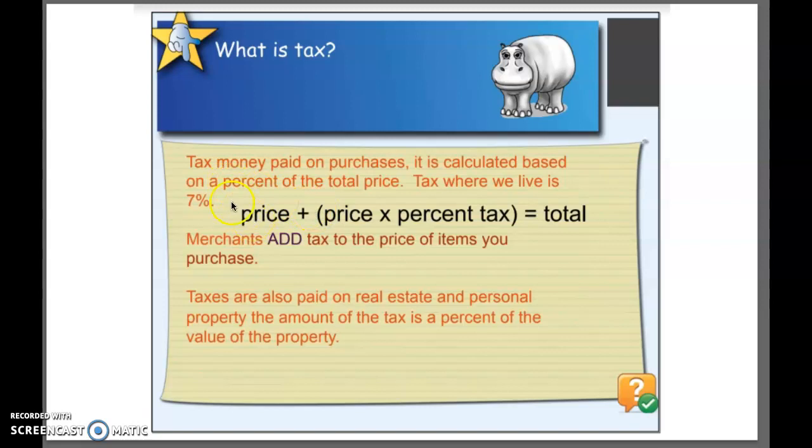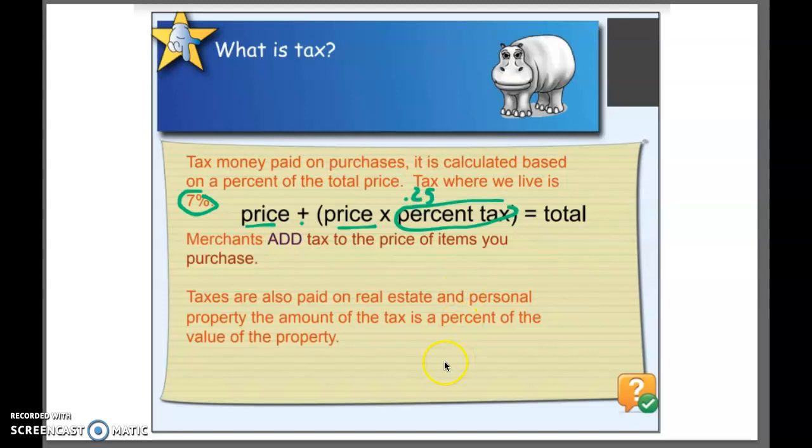So just a few reminders, and I would grab a piece of paper and just write these down and refresh your brain about your percentage problems for these. So remember that tax is money paid on purchases. Tax where we live, it used to be 7%, but now it's 8%. So remember, it's price plus the price times percent tax. Now remember, when we do this, we do not put 25 if it's 25%. You have to change that percentage to a decimal when you do this equation.